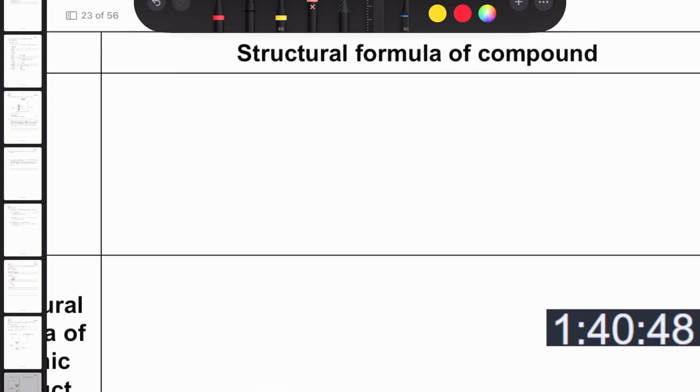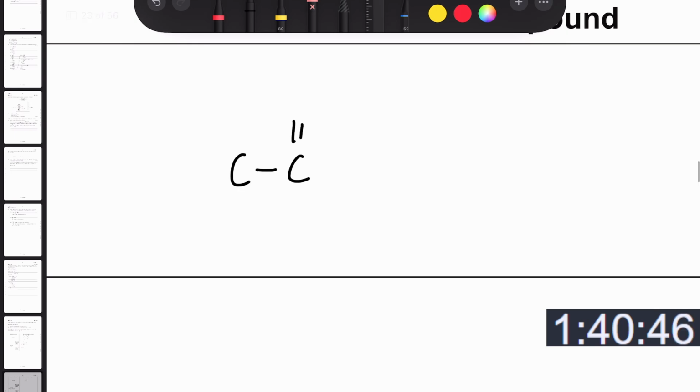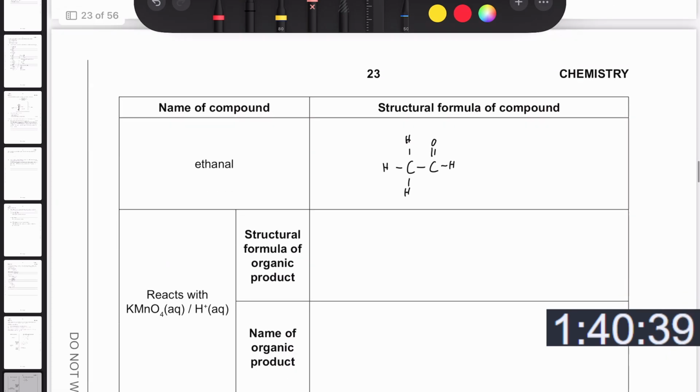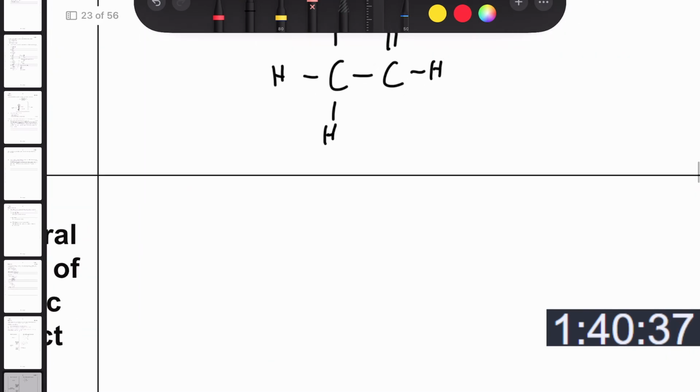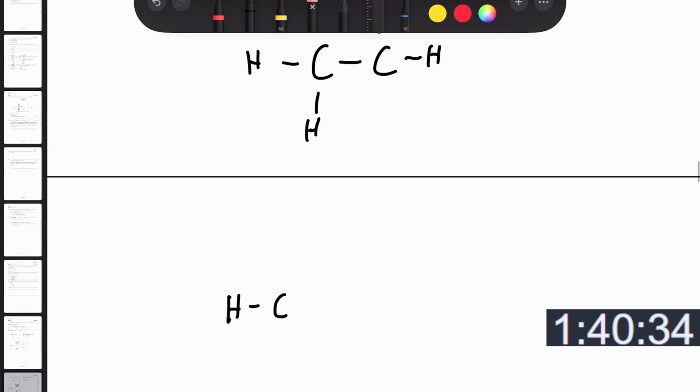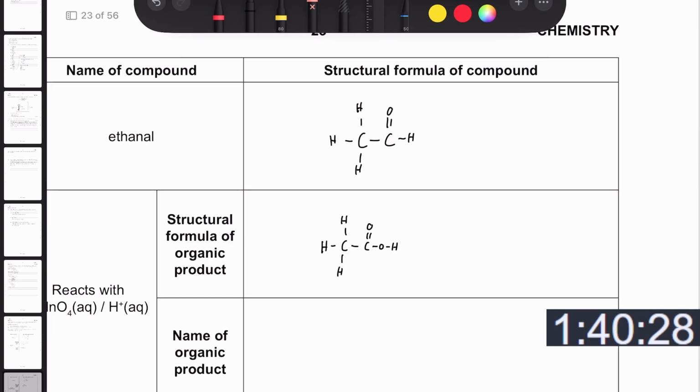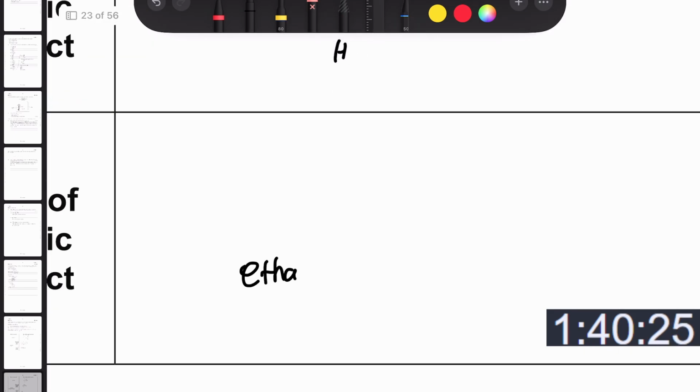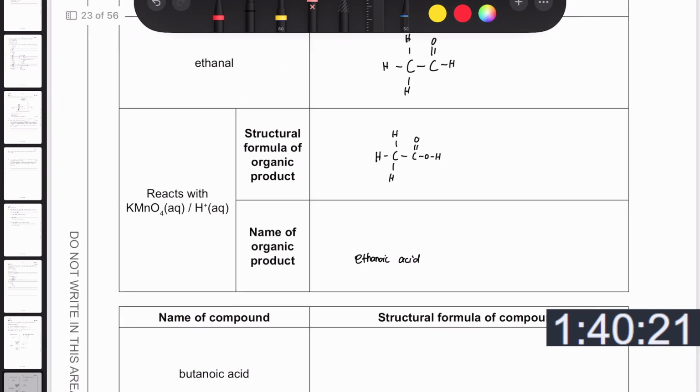Okay, ethanol. So we have 1, 2, OH, and then this is just H. It's probably KMnO4 on the organic compound. So this is going to be the carboxylic acid, OH. So this is going to be ethanoic acid because it's getting oxidized. Sorry, where's the H? Yep.